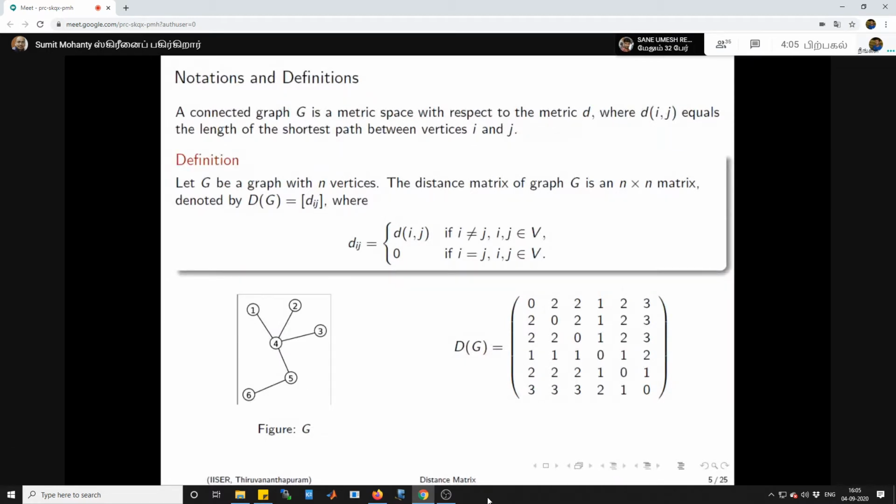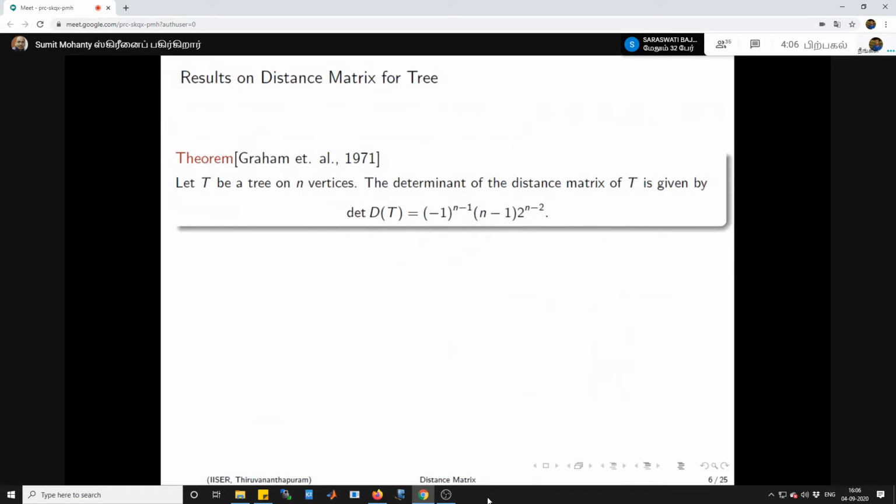Okay, with this definition, let us go to the existing results. What is the motivation behind our result? In 1971, Graham proved this: for a tree on n vertices, the determinant is given by this formula. This formula doesn't say anything about how the tree looks, it only depends on the number of vertices n.